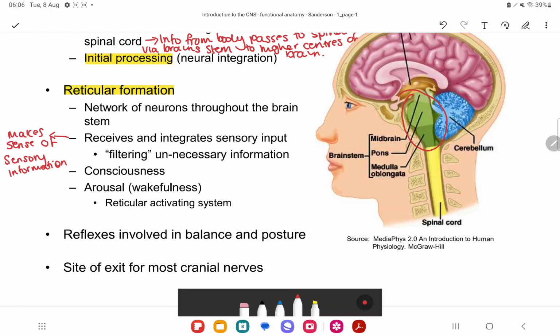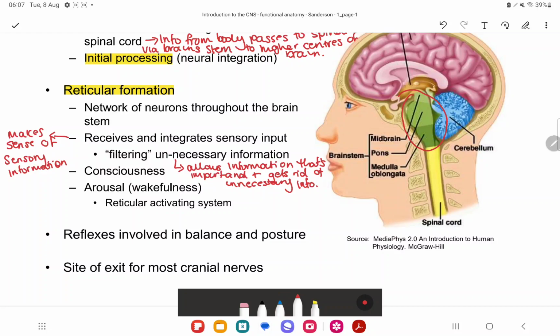Okay, and then when it says it filters unnecessary information, what this basically means is that it allows information that's important and gets rid of unnecessary information.